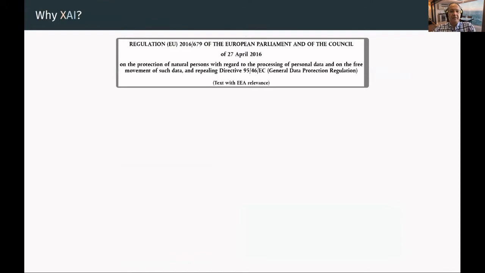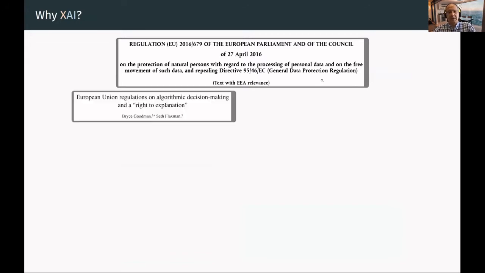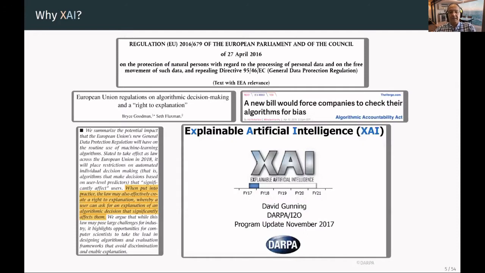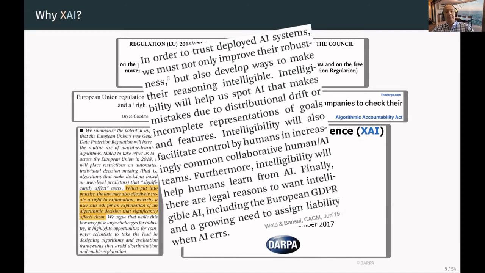Around that time in Europe, the GDPR, the General Data Protection Regulation, was approved. Some authors believe that the GDPR entitles people in Europe to the right to explanation. As I said, DARPA proposed the XAI research theme. There was a proposal for an Algorithmic Accountability Act in the US. And some well-known authors have essentially justified why we need explainability to trust machine learning systems that can have an impact on our lives.